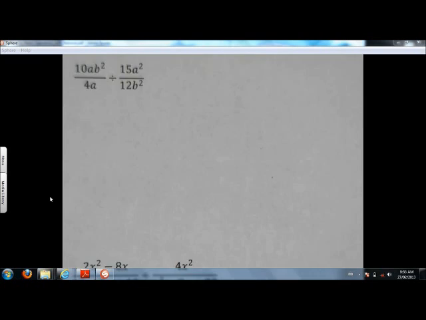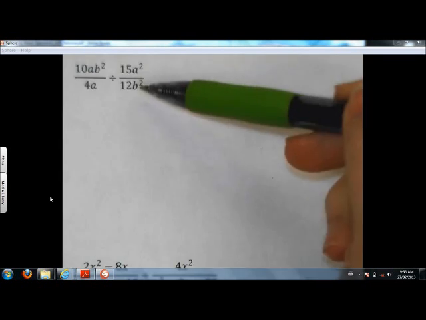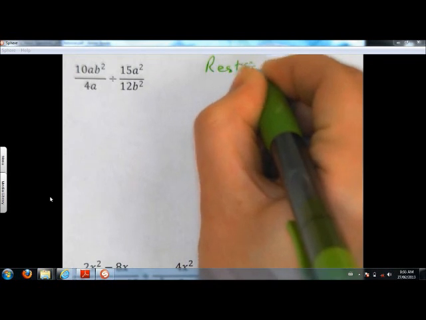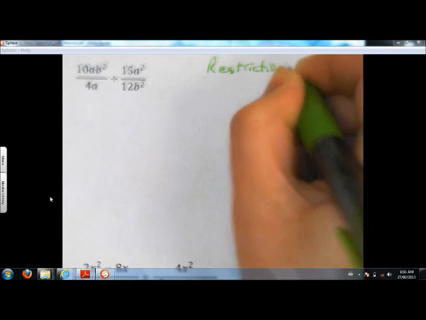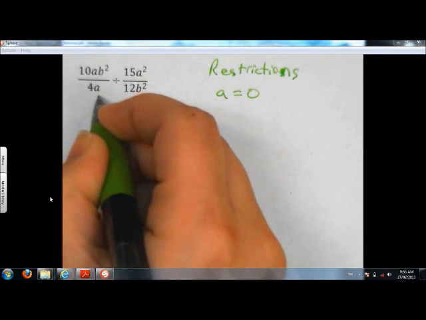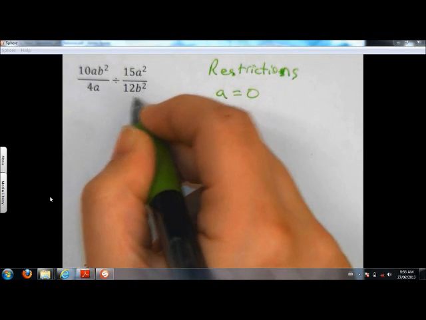For our next example, we're going to simplify this expression and state any restrictions on the variables. I like to start my restrictions right at the beginning, right after I check to make sure that there's nothing I can factor. My restrictions: a cannot be 0, because that would make that 0, and b cannot be 0, because that would make that 0.